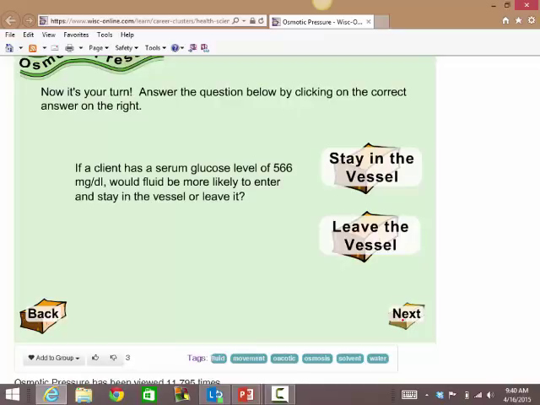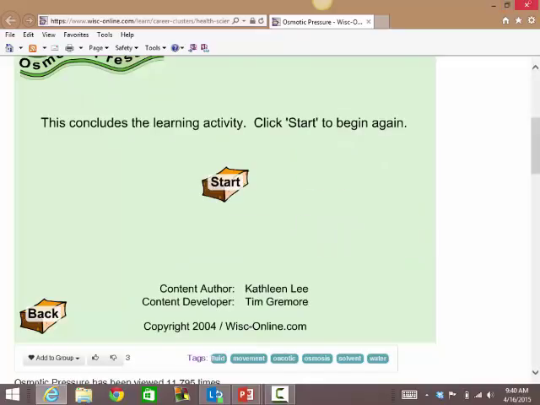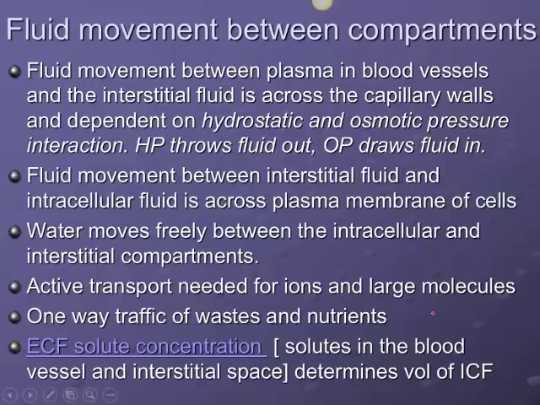Suppose a client had a serum glucose level of 566. Would fluid be likely to enter and stay in the vessel or leave it? So it looks like you all know the correct answer. Remember, anything more than 200 is considered abnormal, right? Okay. So you've understood now how the solutes act.